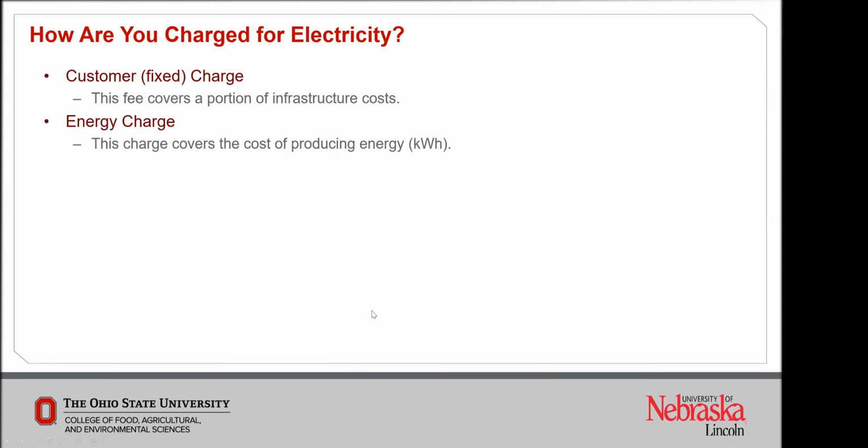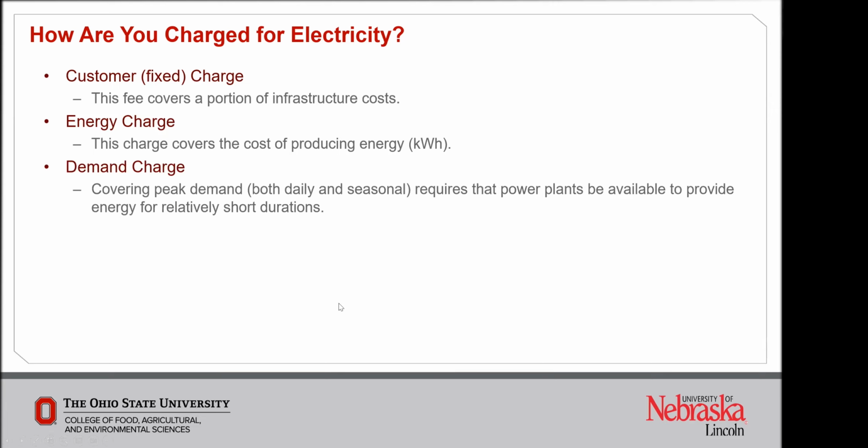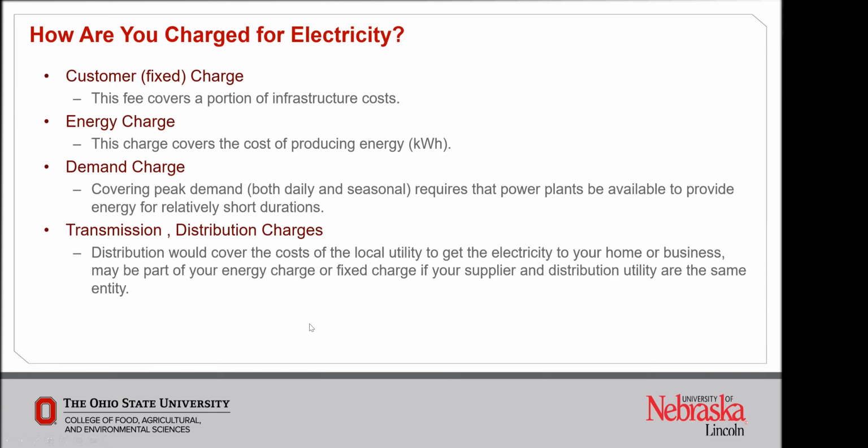There's an energy charge, which is the charges that are charged per kilowatt hour. So as you use more electricity, your energy charges go up. A demand charge is based on some peak amount of electricity you use. And so if you use a lot all at one time, that demand charge is going to go up. Transmission and distribution charges are charges that are trying to recoup the costs in order to maintain the distribution and transmission infrastructure.